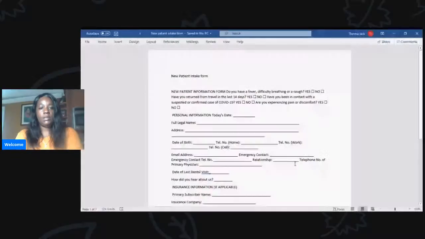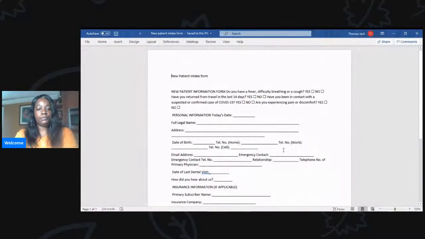I am going to share my screen here. This is my first time doing this on this new platform, so I definitely wanted to come on today and make sure that I give you guys some great information. So, new patient intake form.